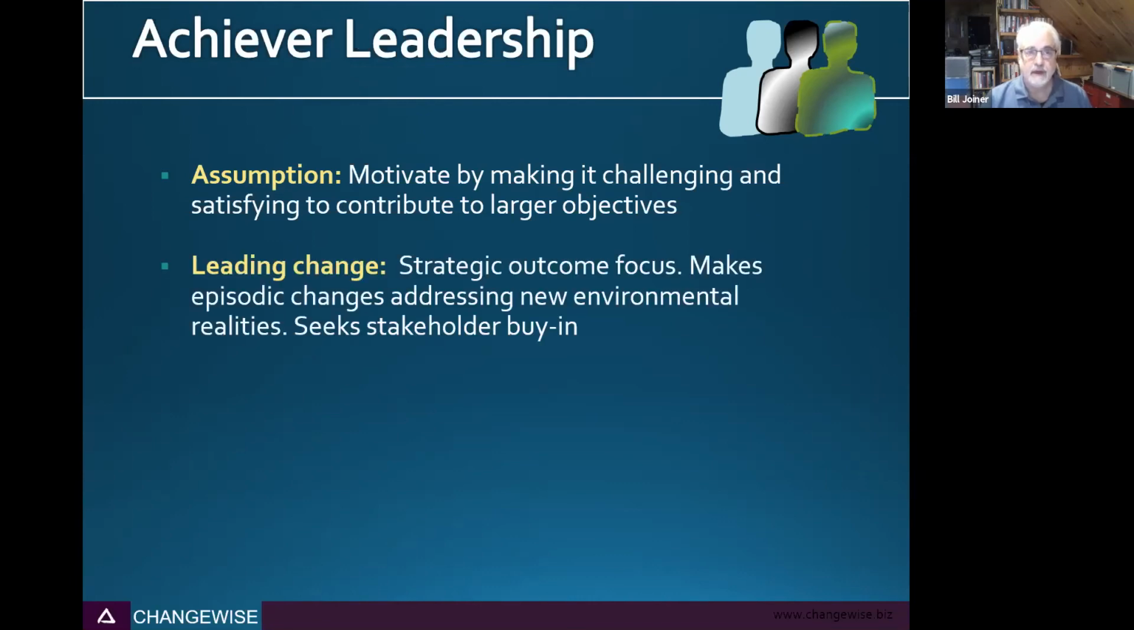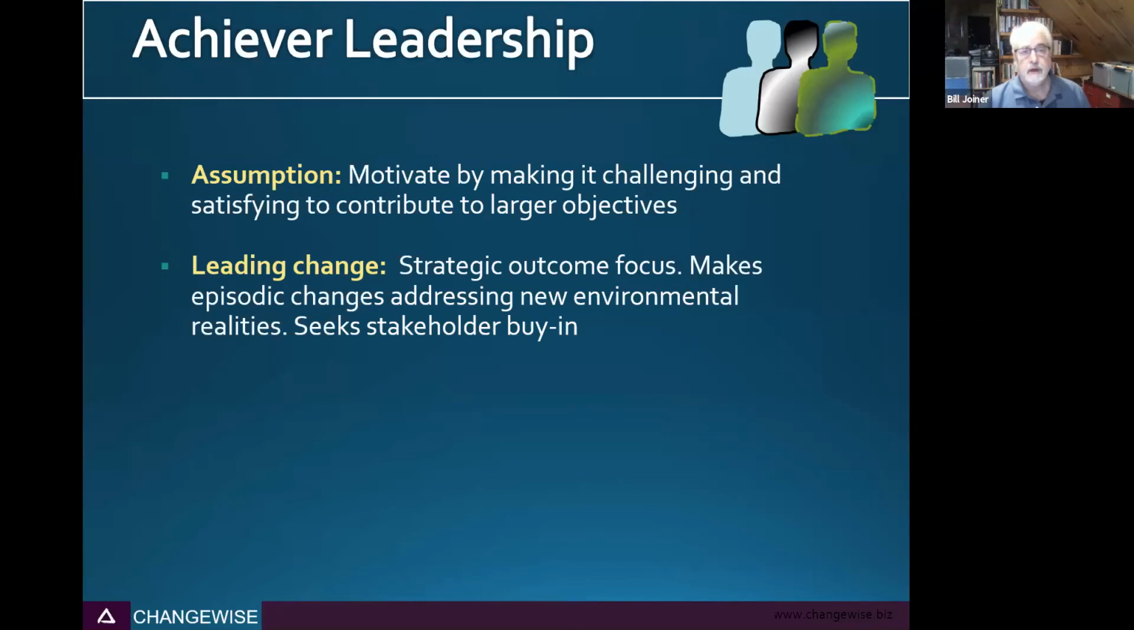Leading change at the achiever level is a strategic approach, and the focus is very much on outcomes. This is the ultimate for the achiever, to get those strategic outcomes achieved, which makes them a little more flexible in terms of how to achieve it. And the approach here, of course, is you scan the environment, you see what's going on now, what's emerging, and you come up with a new strategy for that. But it tends to be episodic as opposed to a continual change approach.